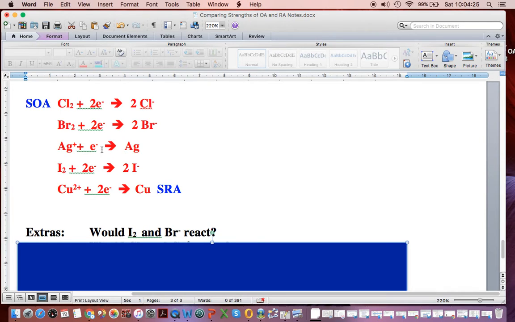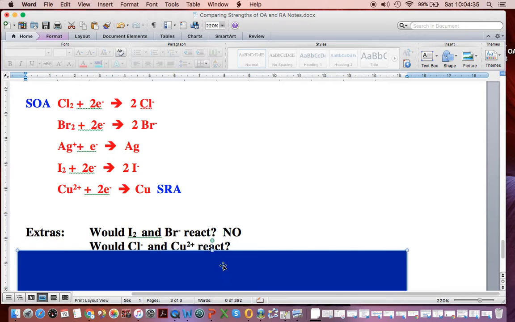Here's I2, there's Br minus, they're diagonally like this. This is higher than that, on the right is lower, higher than the left. So that is a definite no, that's non-spontaneous. It says, would Cl minus and Cu2+ react? Well, again, the Cl minus is higher than the Cu2+, so that's a definite no.